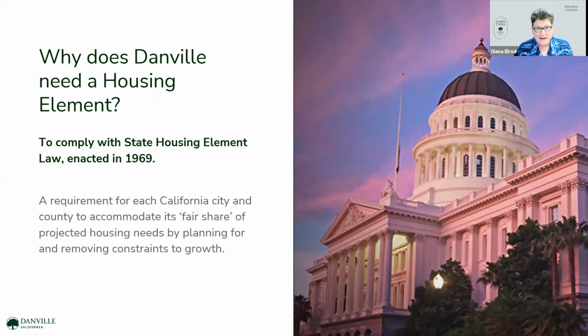Thanks, Diane. Next slide. Well, why does Danville even need a housing element? The short answer is to comply with state housing element law that was enacted all the way back in 1969. The law acknowledges that cities do not build housing. Instead, it requires each city to accommodate its fair share of the state's projected housing needs by planning for growth and removing constraints to the development of housing. Next slide.